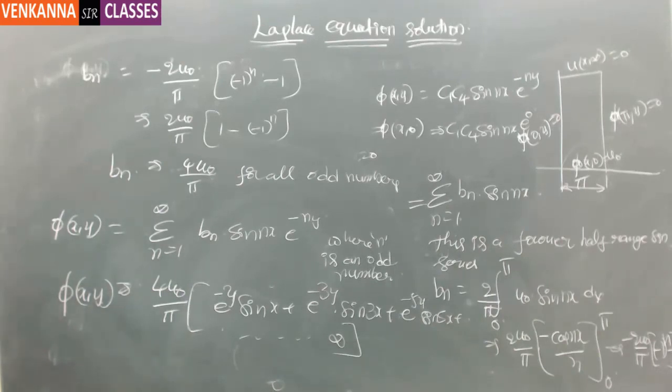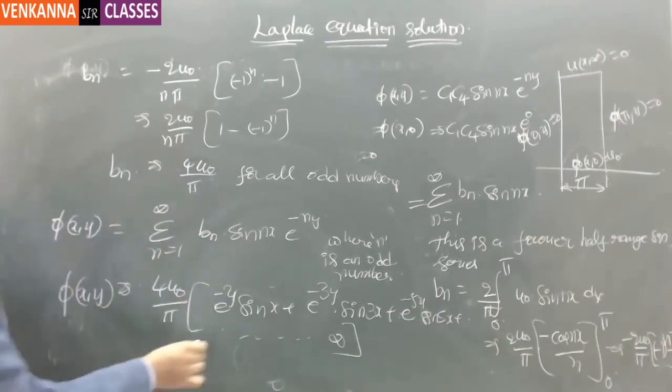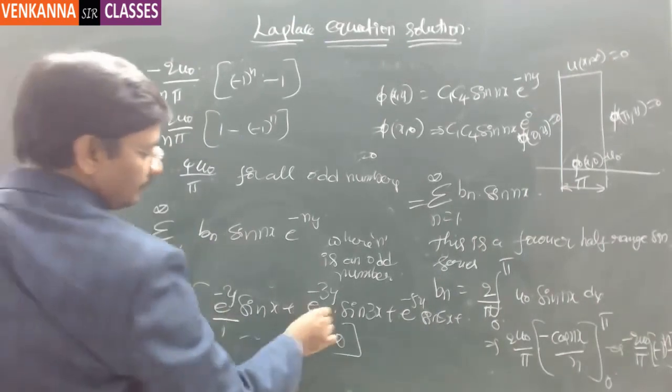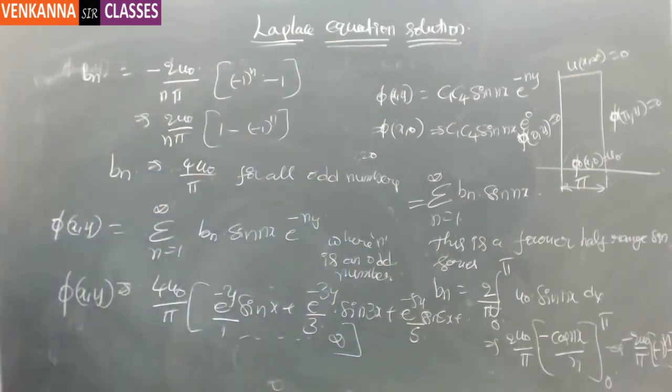Yeah, I think so. n is in the denominator. Yeah, that's correct. So if it is in the denominator, this will be 1, this is 1 by 3, this is 1 by 5. Got it?